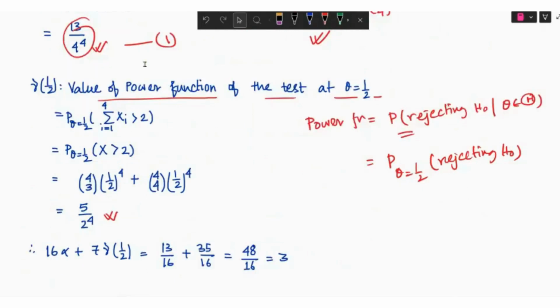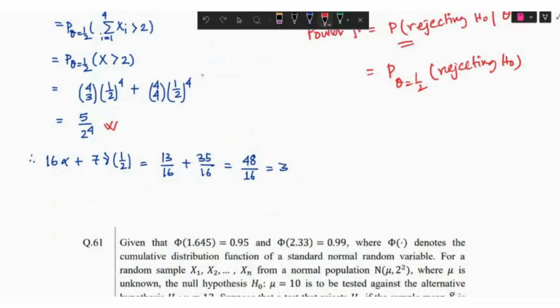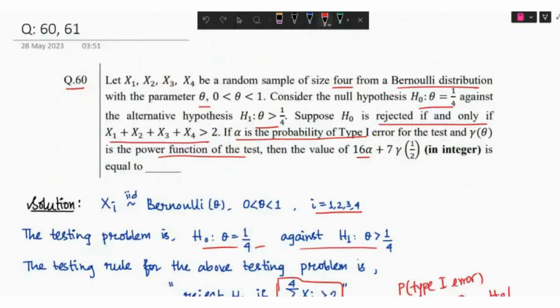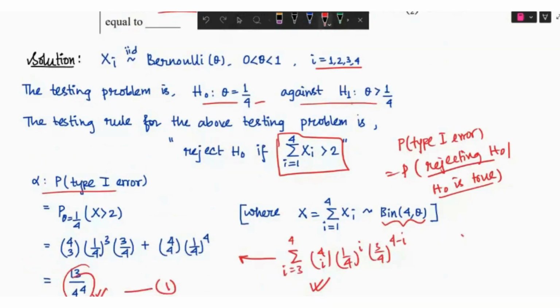Thus 16 alpha plus 7 into gamma half is 13 by 16 plus 35 by 16, that is 48 by 16, that is 3. So the motive of the problem here is to find the probability of type 1 error and type 2 error. If we can calculate it, there is nothing much in the problem left, apart from the calculations.